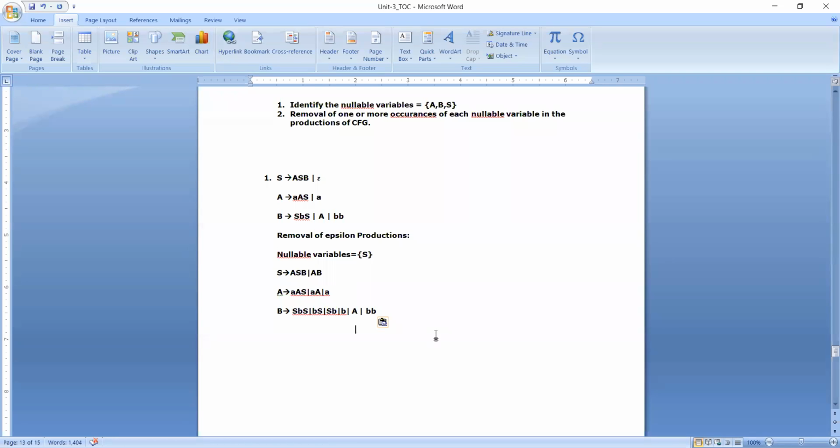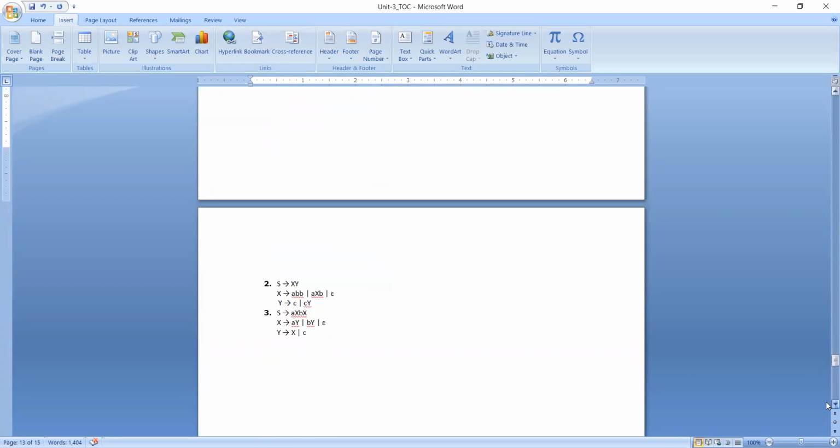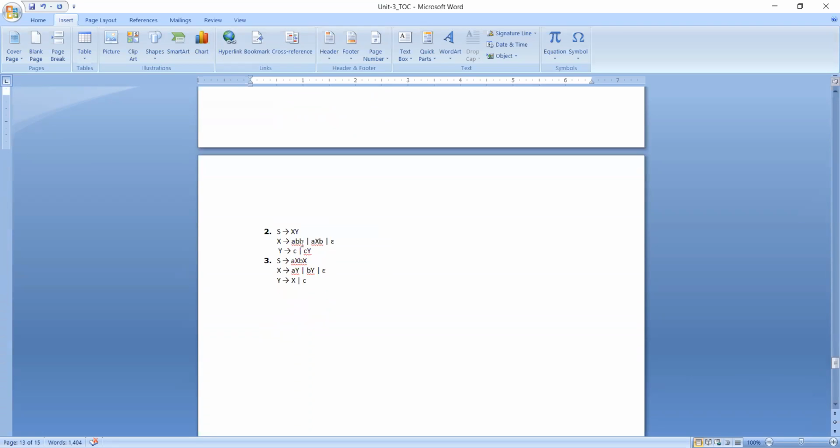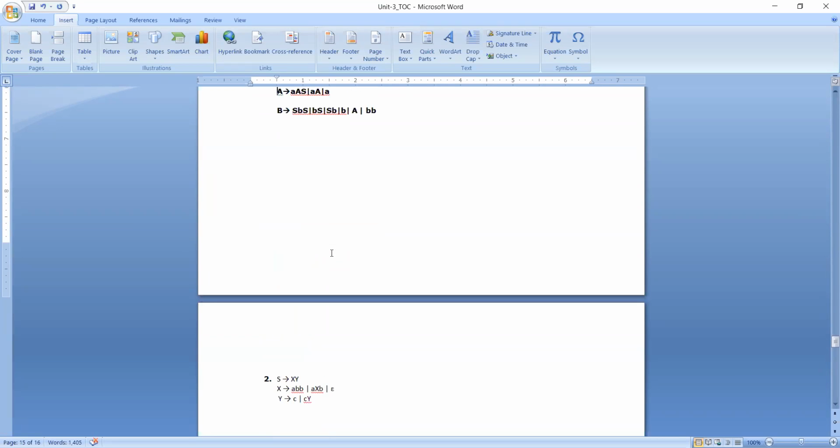So from this we can say that we have removed the epsilon productions which are available inside the grammar. Understand? So this is how we are going to remove the epsilon productions available inside the grammar. Now let us go ahead and take one more example, and see how to remove the epsilon productions available within the grammar.